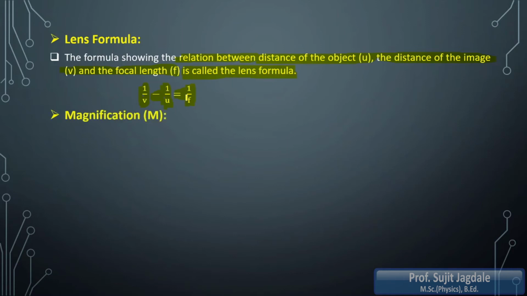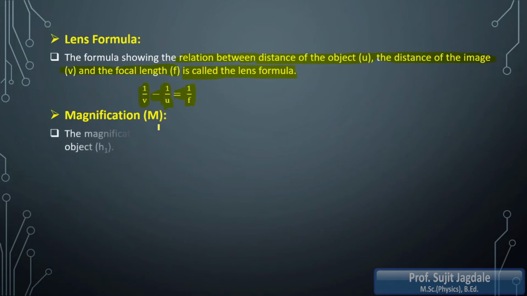Then the next formula is magnification. Magnification means to increase the size of the image, and generally the convex lens is used to magnify the image. That ability of the lens to magnify the image is referred to as magnification, capital M.